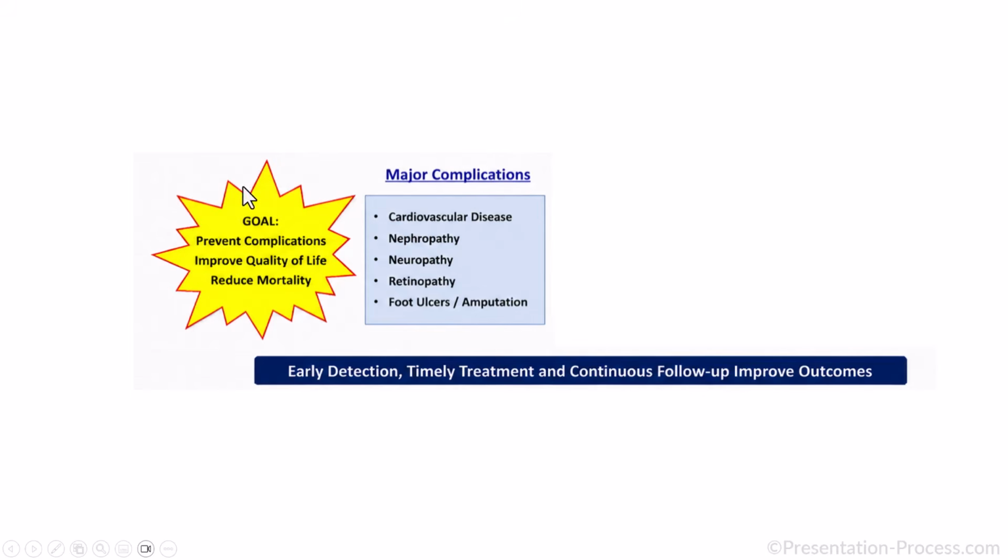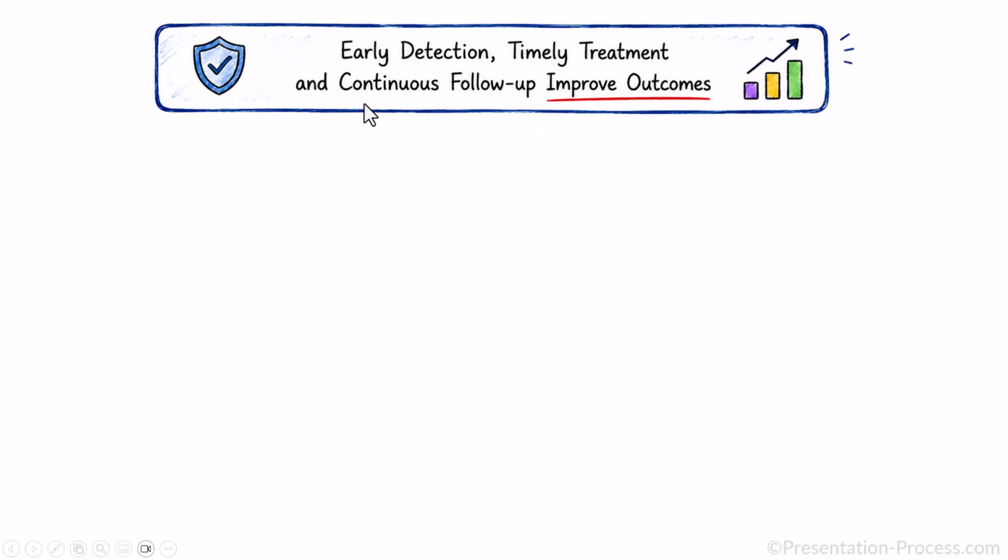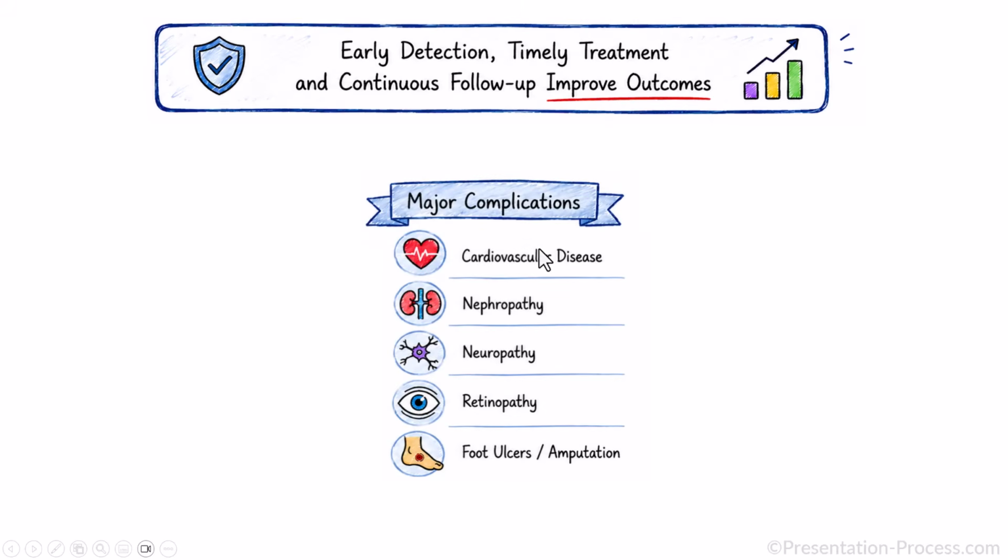The goal is on the left. Actually, the goal should be on the right. And the conclusion is at the bottom. It needs to be up. So when I readjust everything to follow the natural eye flow of the audience, I would do this. You can see that we have the conclusion given right up front. Early detection, timely treatment, and continuous follow-up improve outcomes. If this is not done, then we will have major complications like these.